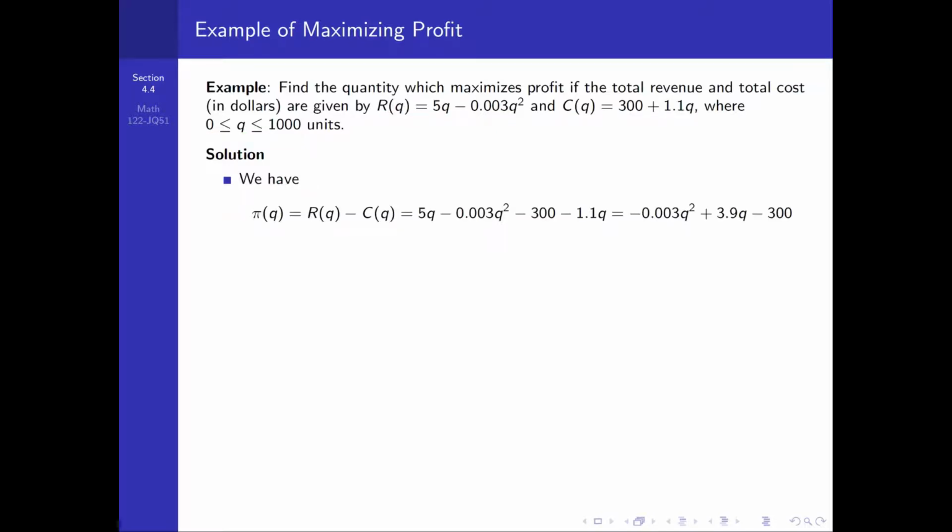All right, so let's start off by writing down what the profit function is. So the profit is revenue minus cost.